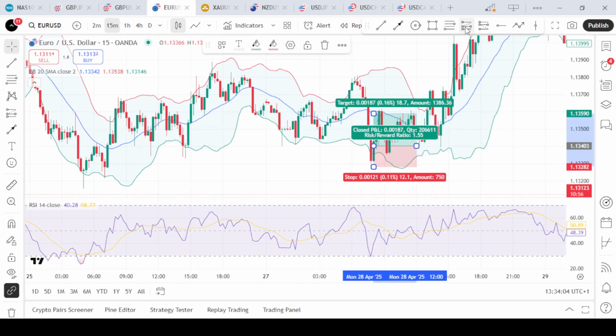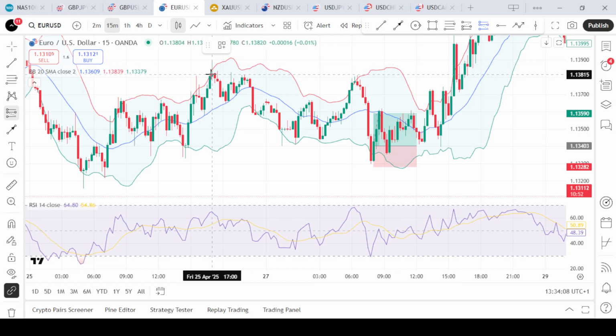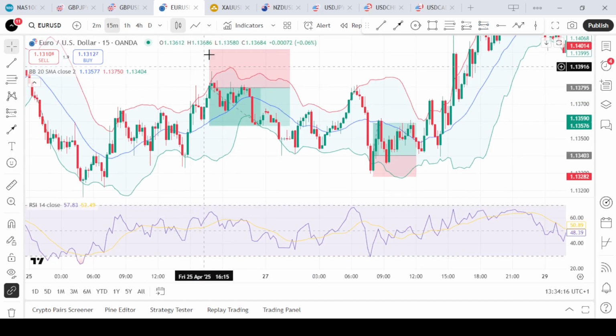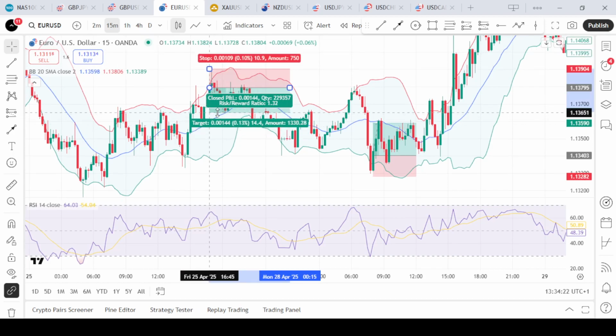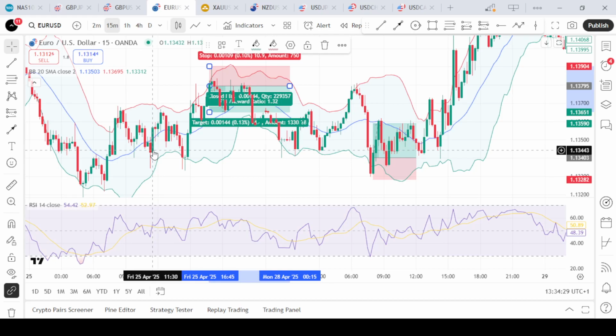Now, in a selling scenario, when price has touched your upper band and you have confirmed this with your RSI indicator, you enter your trade, you put your stop loss just above the upper band, and you aim for your middle band. This will give us a 1:1.3. This is how we can make use of the Bollinger Bands for the Bollinger Band bounce strategy.